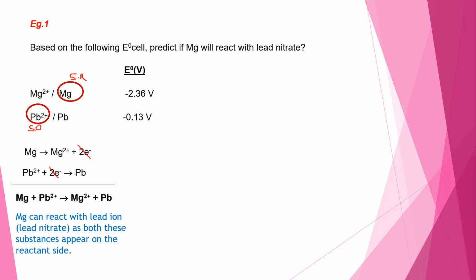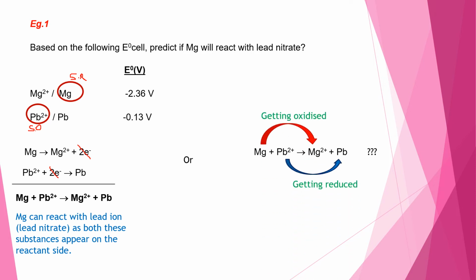So what the question is asking us is: is magnesium going to react with lead nitrate? So this is the reaction that we have to answer. Will magnesium react with lead ion? That's what we have to find out. According to this reaction, magnesium is getting oxidized and lead ion is getting reduced. So let's use this concept to calculate the EMF and use this formula now.